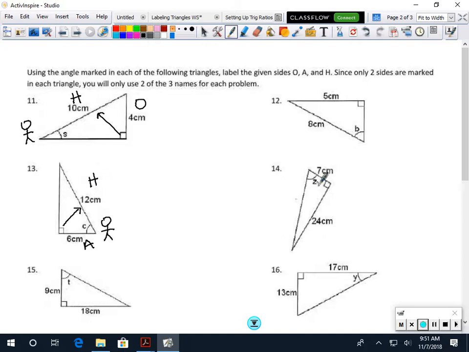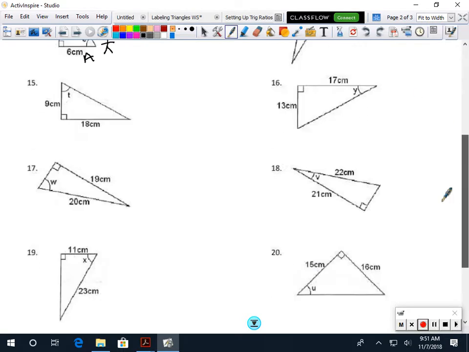Alright, number 14. Across from the right angle is the hypotenuse. On this problem, there's nothing written over here. So on number 14, I don't have a side labeled H. If I'm standing here at the angle where Z is, I know that 24 centimeters is farthest away, so that's going to be labeled O. 7 centimeters is closest to where I am, so that would be A, adjacent.